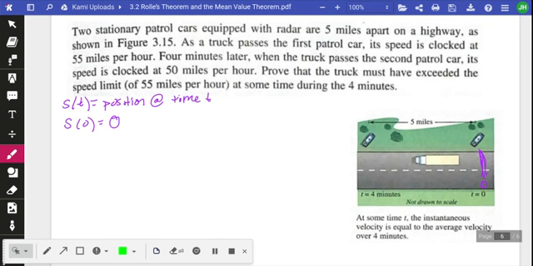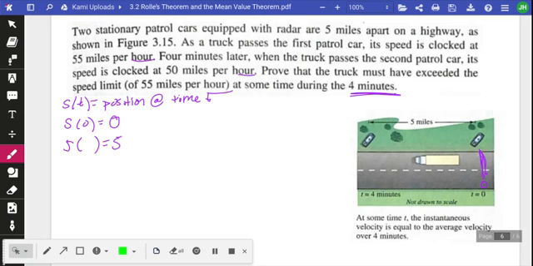Then we have to figure out 5 miles later for the final position. When is that going to be? The patrol cars are 5 miles apart, so from one tracking to the other, 5 miles has happened. So we are going to have a position of 5, but what did we plug in to get that? Everything is per hour, but only 4 minutes has happened.